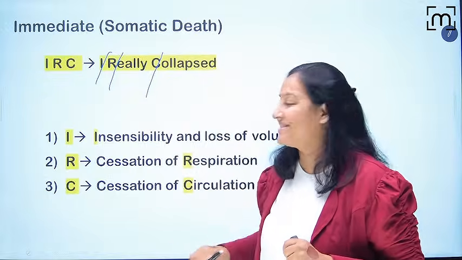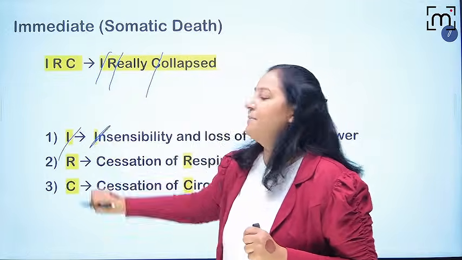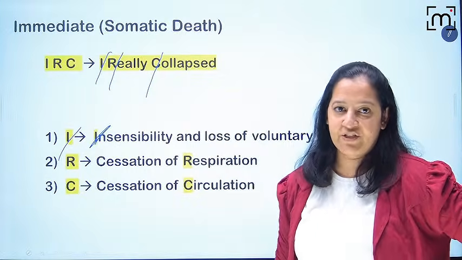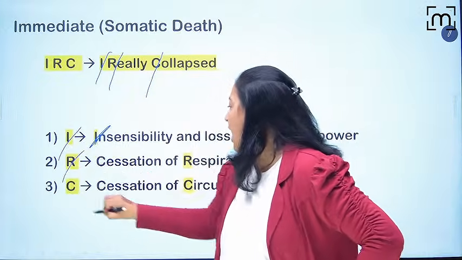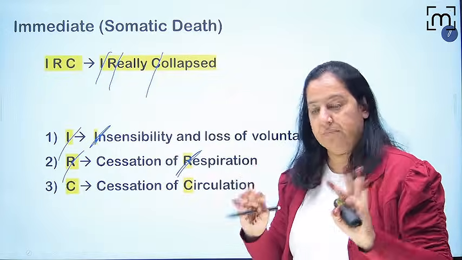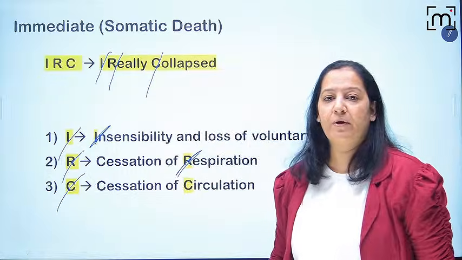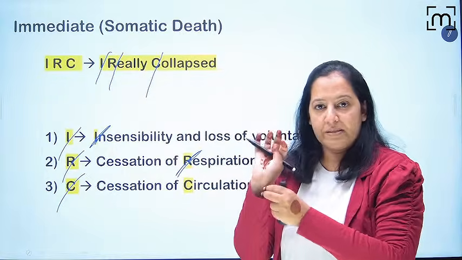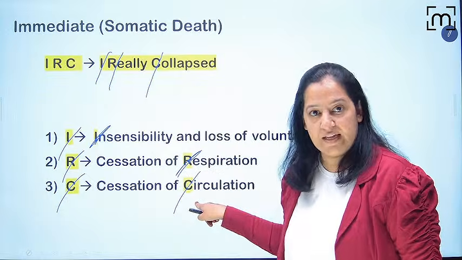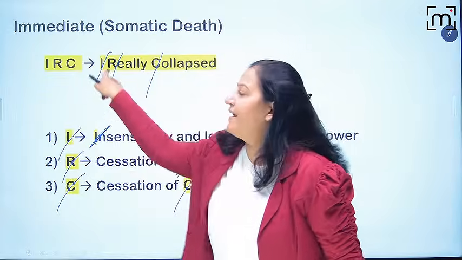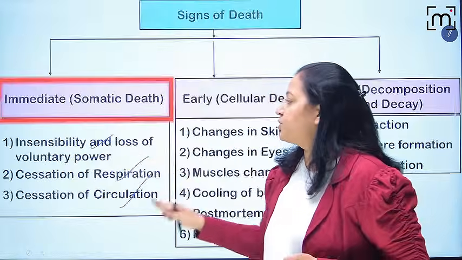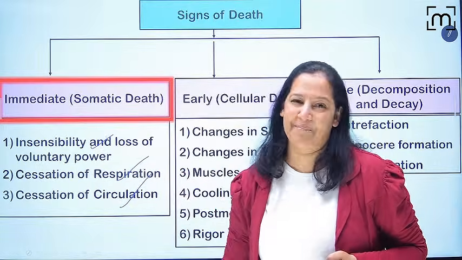IRC, the immediate changes. I stands for insensibility and loss of voluntary power. Number 2, R is respiration, cessation of respiration. And number 3, C is for circulation, cessation of circulation, no pulse. So cessation of respiration, cessation of circulation, and insensibility. You can learn the mnemonic I really collapsed, IRC, if you want. So these are the 3 immediate changes we have learned with the help of a mnemonic.